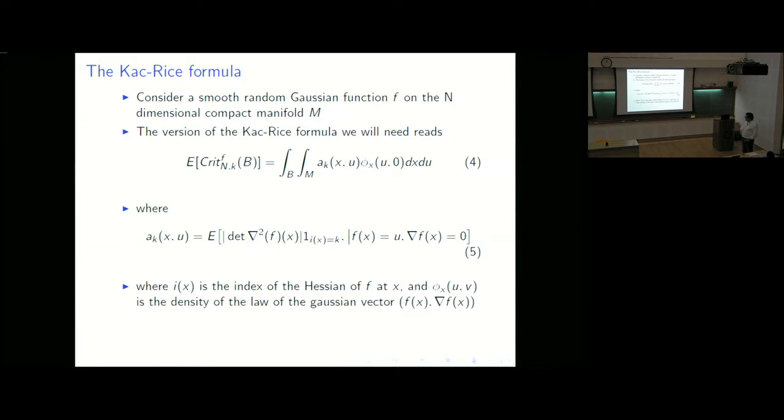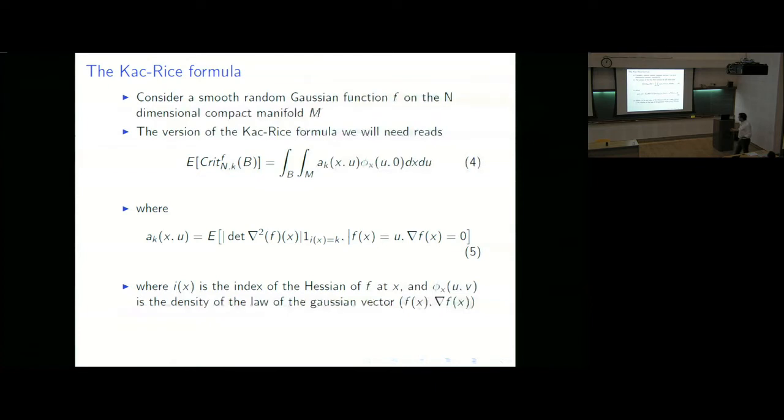And now what you compute when you forget the absolute value, and forget the index, is not the number of critical points, but the Euler characteristic of the level sets. So when you forget the absolute value, you compute a topological object, the mean Euler characteristic. When you put the absolute value, you compute the number of critical points. So it's not a trivial thing.